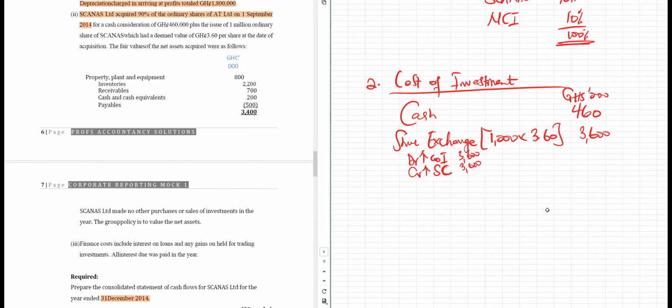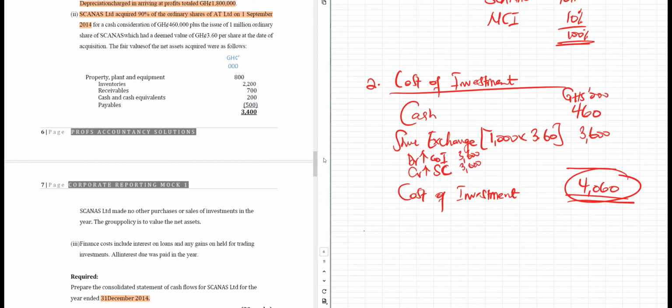Good. Okay. So now we got cost of investment, cash, and what? Share exchange. Was there any other things? No. Finished. So that means that what? The cost of investment is 4,060. Okay. That's the cost of investment.